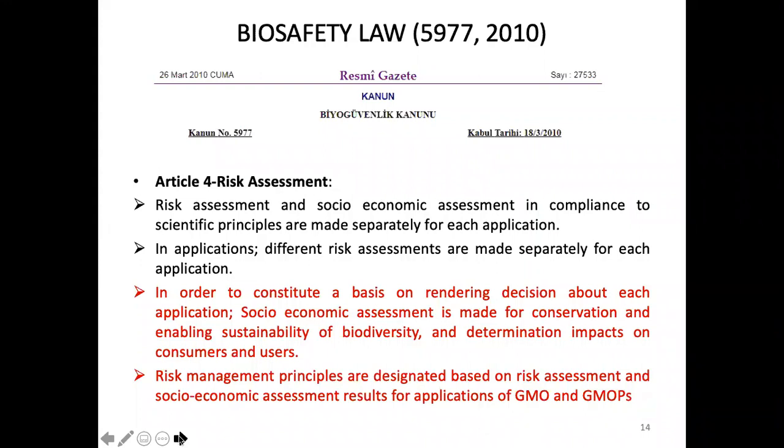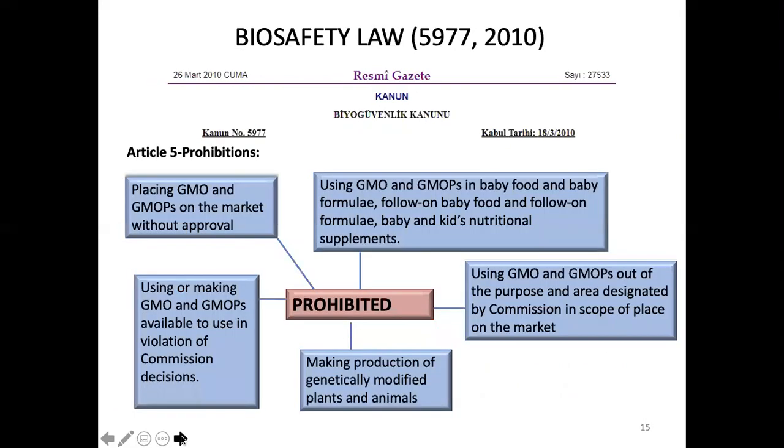for each application. Different risk assessments are made separately for each application, and risk management principles are designated based on the risk assessment and the social economic risk assessment results for applications of GMOs and GMO products. This is the essential point again.